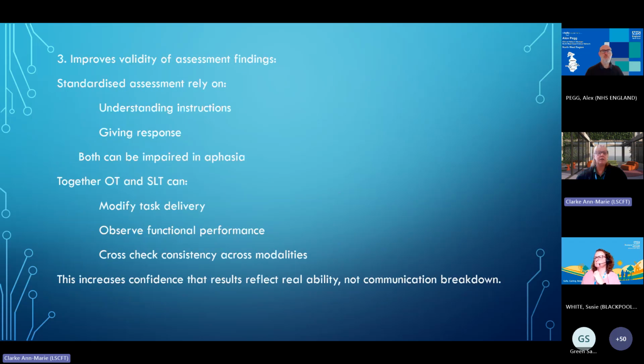It improves the validity of assessment findings. Quite often the standardised assessments we use rely on understanding instructions and giving responses, and both of these can be impaired in aphasia. Together we can look at modifying task delivery, observing functional performance and cross-checking consistency across all modalities. That will increase confidence that results reflect real ability and not a communication breakdown.